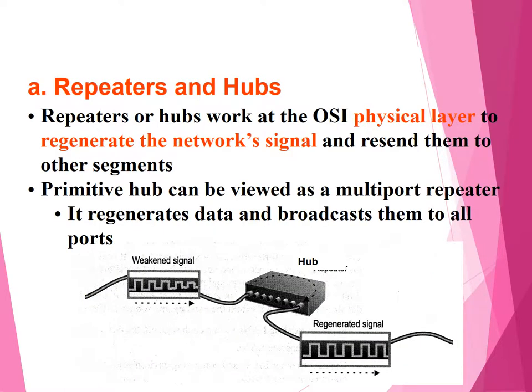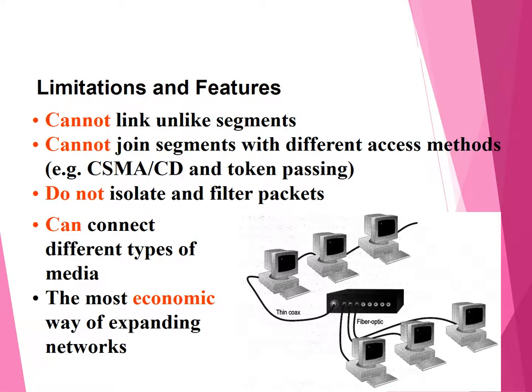Repeater and hub work at the OSI physical layer to regenerate the network signal and resend it to other segments. A hub can be viewed as a multi-port repeater. It regenerates data and broadcasts it to all ports. Limitations and features: it cannot link unlike segments, and cannot join segments with different access methods, such as CSMA/CD and token ring.